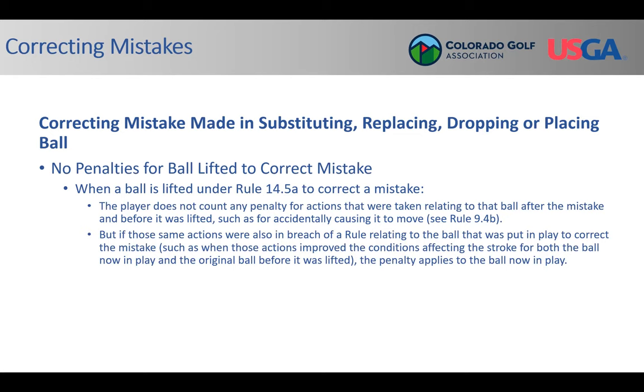If for some reason, though, we breached another rule that would have applied to a ball that was correctly put into play, or maybe something that applies to our conditions affecting the stroke for a ball now put into play, that penalty is still going to apply whether we correct the mistake of our ball procedure or not. I know that's kind of a complicated thing to wrap around your head, but if we were trying to correct dropping in the wrong place, and while we were doing that, we affected our area of intended stance by stomping down on the ground a lot, even though that area of intended stance was for the ball we were trying to correct, that still might apply to the future ball we're putting in play. So by improving that area of intended stance while we're trying to correct this mistake, that penalty is still going to apply, because it could apply to that ball that could be put into play correctly.